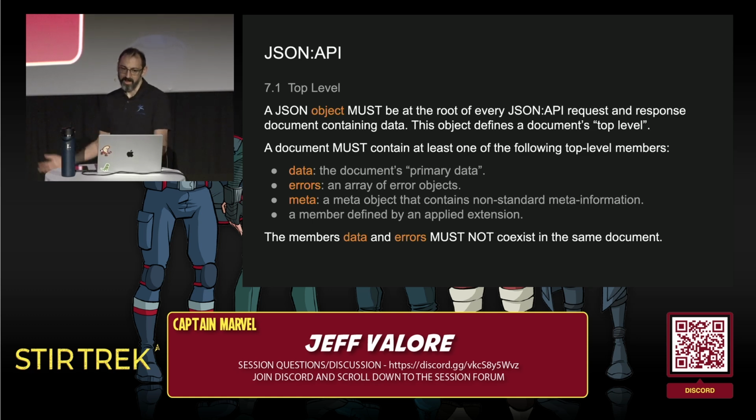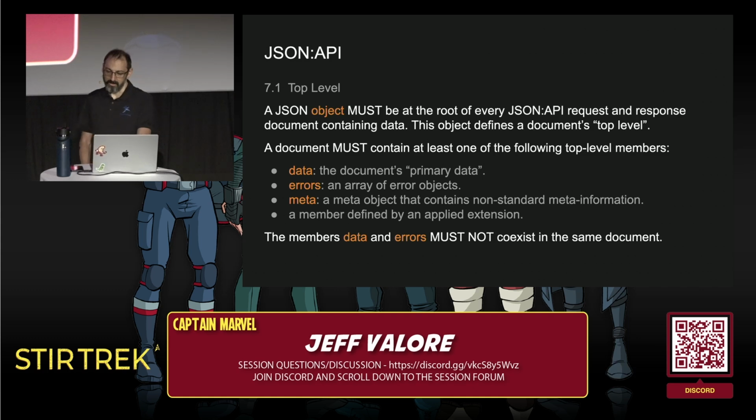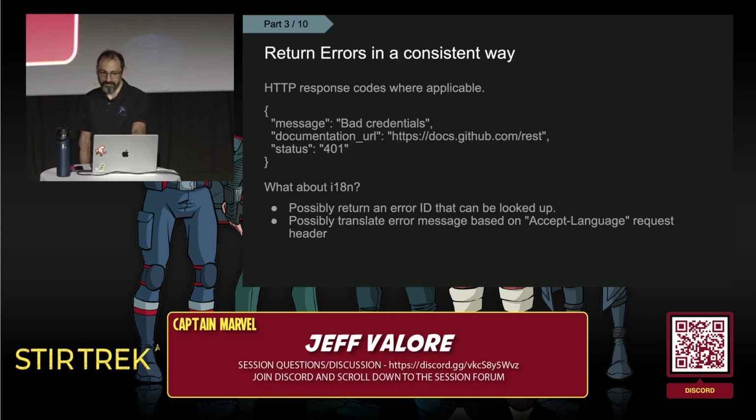Again, the JSON API spec, if you start there, this is what they say, which is always return an object, must contain one of data or errors or meta, and you can't include both data and errors. It should be one or the other, which is exactly what GraphQL did. So that is a nice spec to start with, and what I would recommend that you do as well.